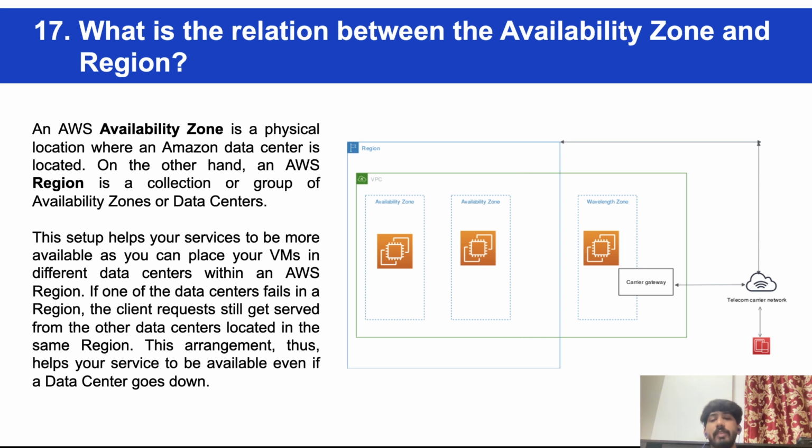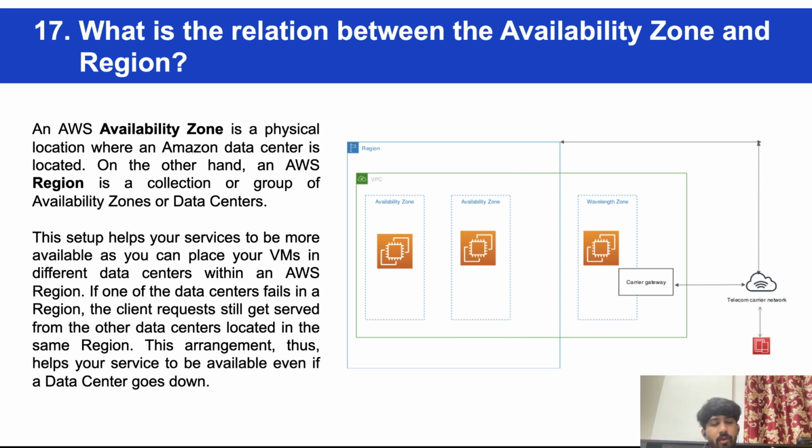Okay, so this setup helps your services to be more available, as you can place your virtual machines in different data centers, even in different AWS regions. You can have your data center in Oregon, in North Virginia, one more server in India, one more server in Japan. It totally depends on your requirement. So that's what they are saying. If one of the data centers fails, the other one would be running, so that your servers would always be running, and that will make it always available. So this provides the failover. It provides you fault tolerance.